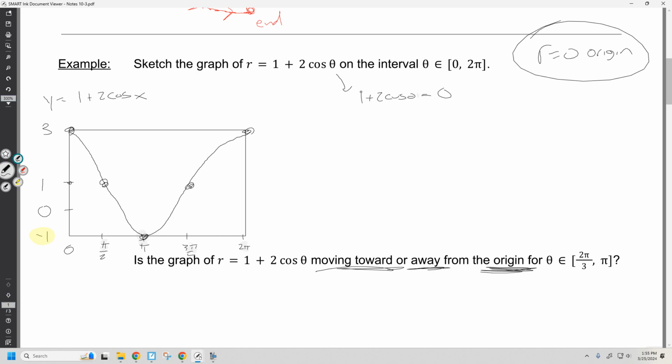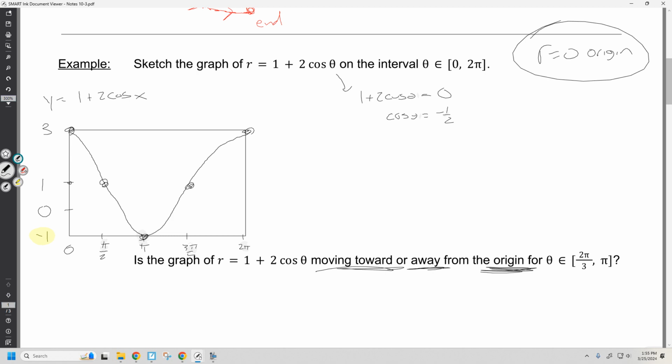No, not at pi. No, not 3 pi over 4. You're just guessing. 2 pi over 3. 4 pi over 3.